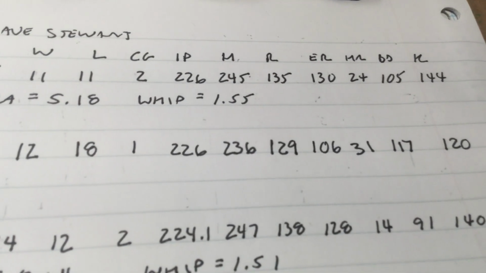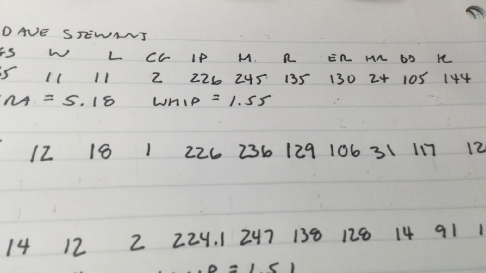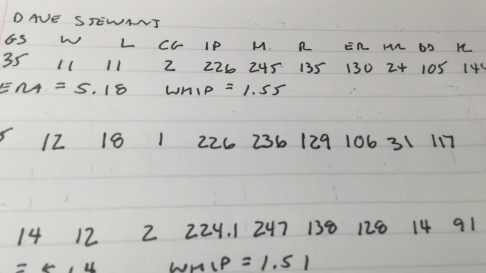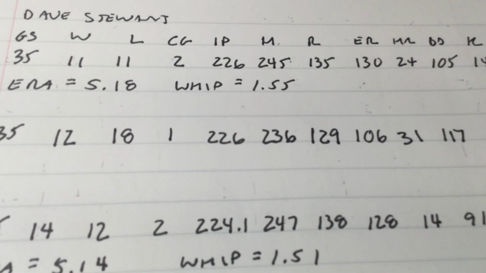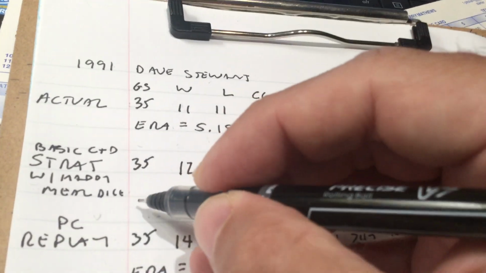Okay, his final ERA, let's see, 106 times 9 divided by 226. He finished up with a 4.22 ERA.